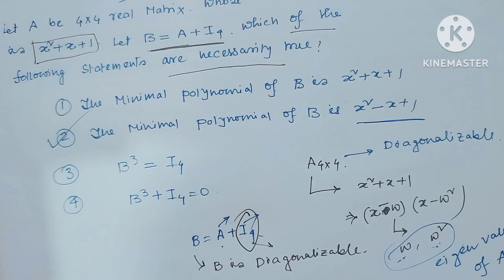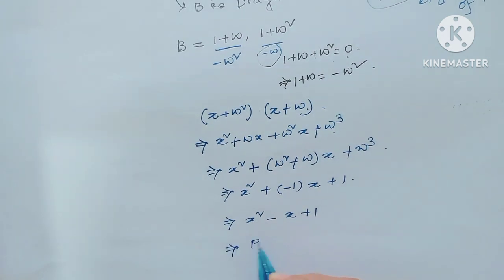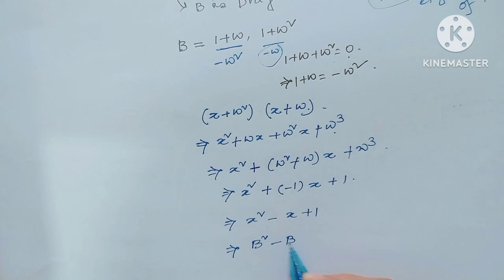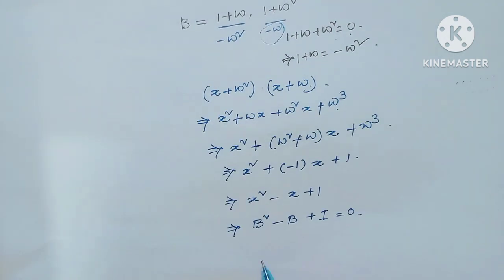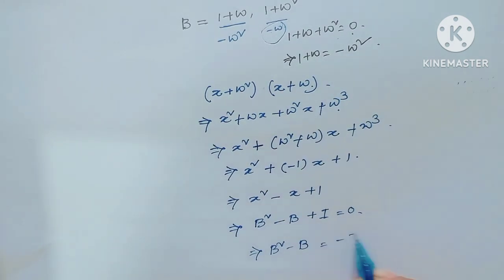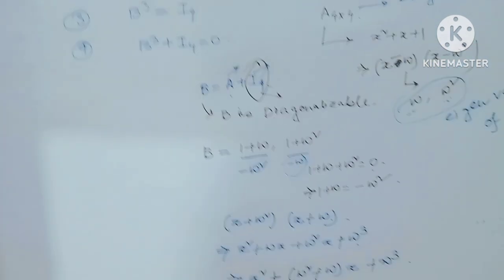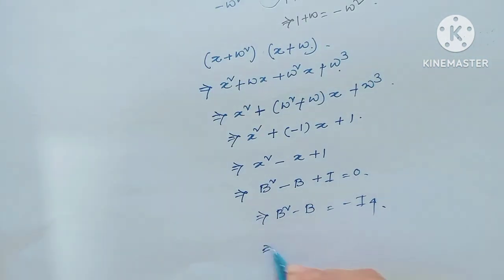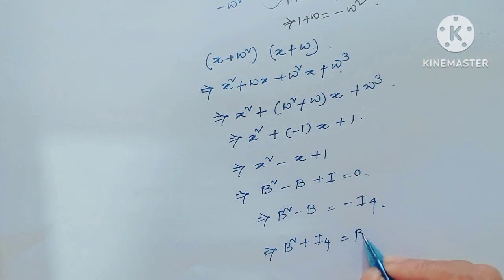I hope all my viewers have understood. We all know any matrix satisfies its minimal polynomial. So B square minus B plus identity equals 0, and that implies B square minus B equals minus I4. So notice the option B square plus I4 equals B is true.